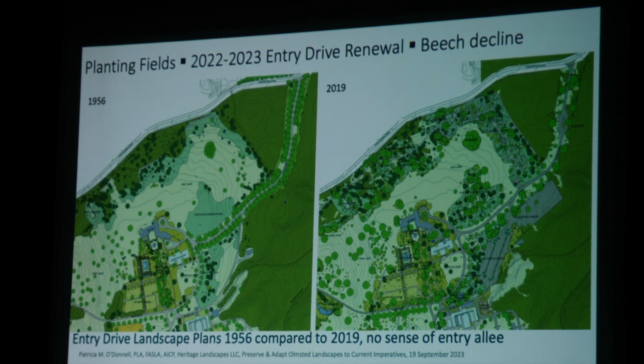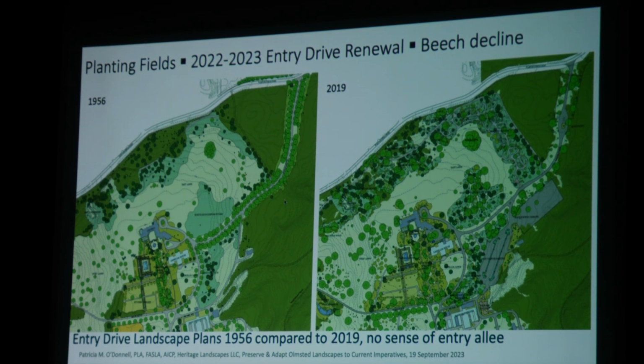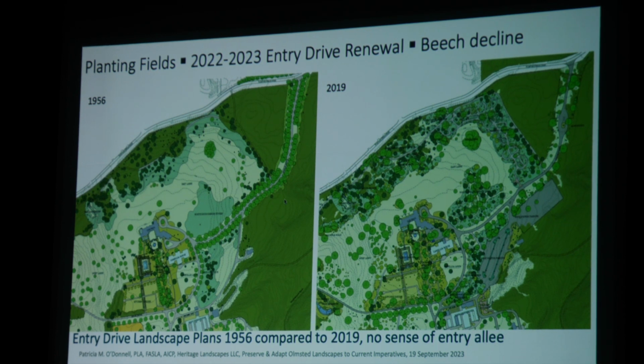Our most recent project to implement the master plan for Planting Fields was to look over time, starting at the end of the Coe era, 1956. What was the entry allée at that time? Four rows wide, beech trees. And in 2019, on the right, a complete loss of the continuity of that beech allée. We chose, instead of beech, oaks. Next, please.